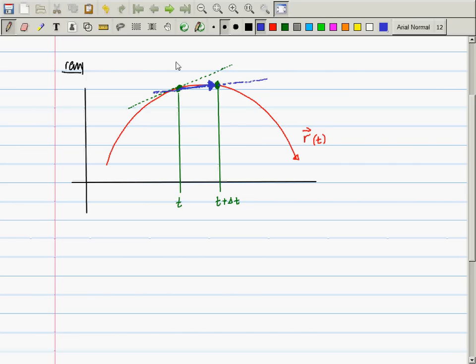Okay, so now, this point right here is r evaluated at t, and what is this point right here? Right, r evaluated at t plus delta t. So does everybody see? Okay, so now I can make a new vector. This vector right here is going to be r of t plus delta t minus r of t. Right, that's what this particular vector is.